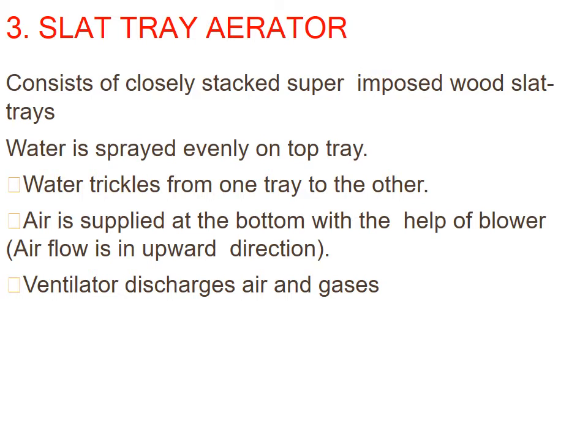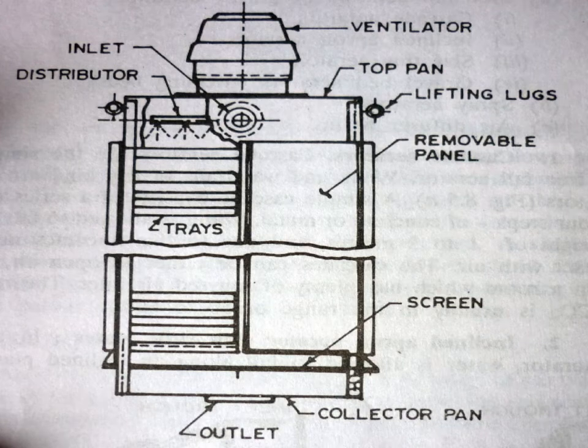Wood slat trays. This is the figure of a flat tray aerator. Water is sprayed evenly on the top of the tray. You can see the inlet portion. Water trickles from one tray to another. The distributor is also shown in the figure.